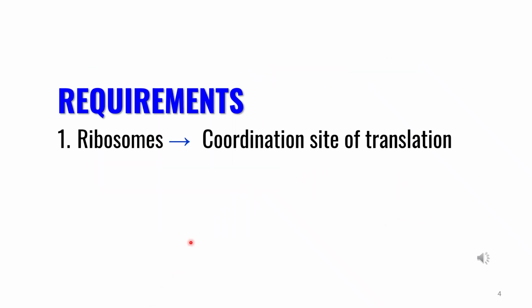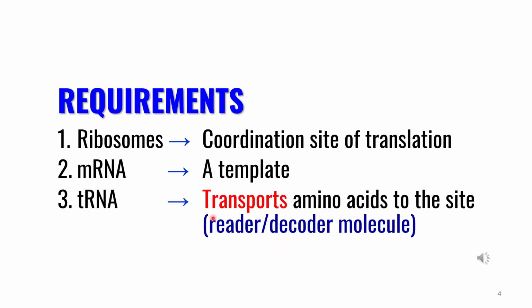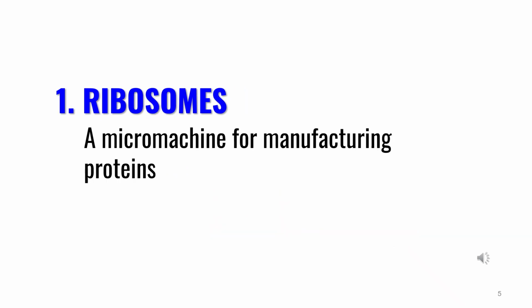There are three broad requirements of translation. The first one is ribosomes, which provide coordination sites for the translation. Second is messenger RNA, which serves as a template, providing information for a polypeptide chain. And the third one is tRNA, an important molecule that transports amino acids to the site of translation. In addition, it also reads and decodes the genetic information encoded in the messenger RNA. So in the coming slides, I will discuss the key features of these requirements one by one.